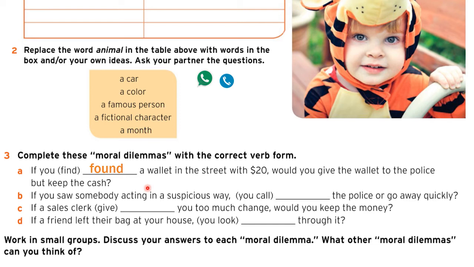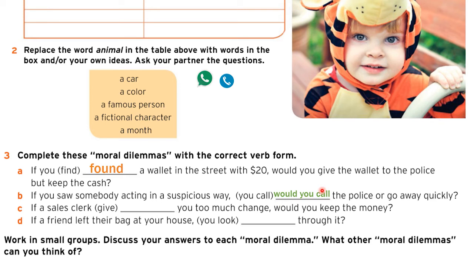Alright, let's check the answers. In the letter B we have, if you saw somebody acting in a suspicious way, you call the police or go away quickly. Alright, here are we talking about the imaginary situation or the imaginary consequence? That's right, it is the consequence. And like it is a question, you're gonna start with would, then you, and the verb in base form.